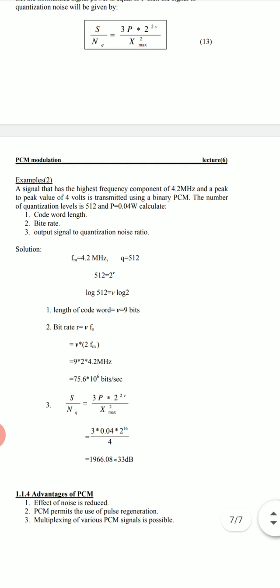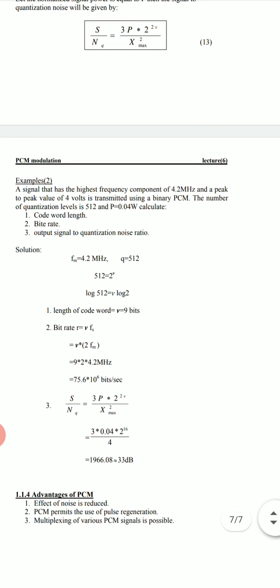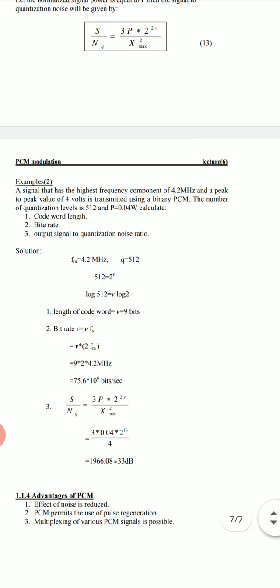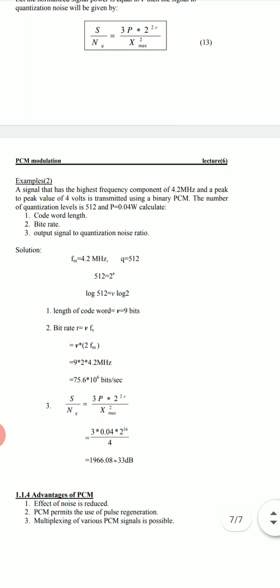Now we have the value of V, which we solved as 9. Fs, the sampling frequency, we don't know. But we have the value of the maximum frequency, Fm. So you can take sampling frequency equal to 2 Fm because we are supposed to follow the Nyquist theorem. So our equation will become V into 2 into Fm, V is 9, 2 as it is.